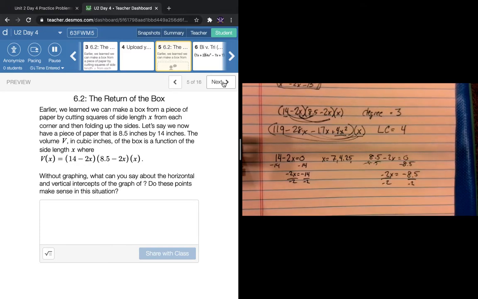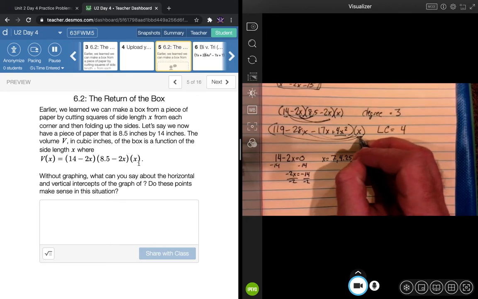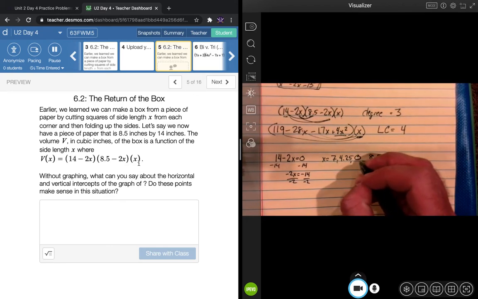We have one more, and remember that x is by itself. It's by itself right here. So when we say that, that's going to be a 0.